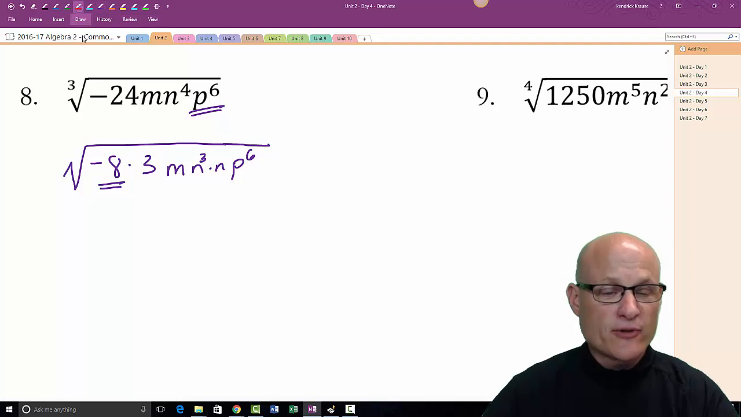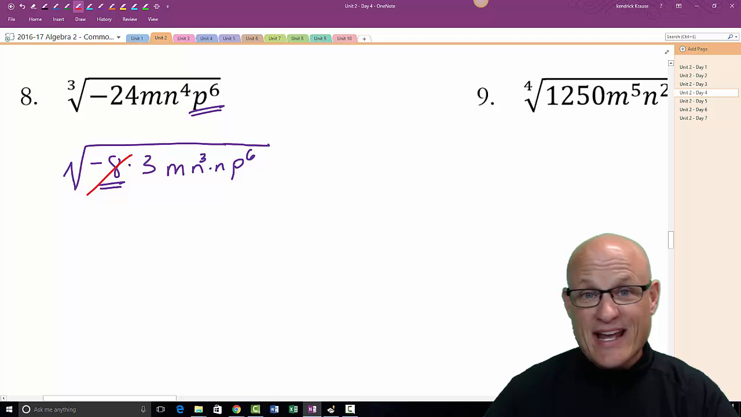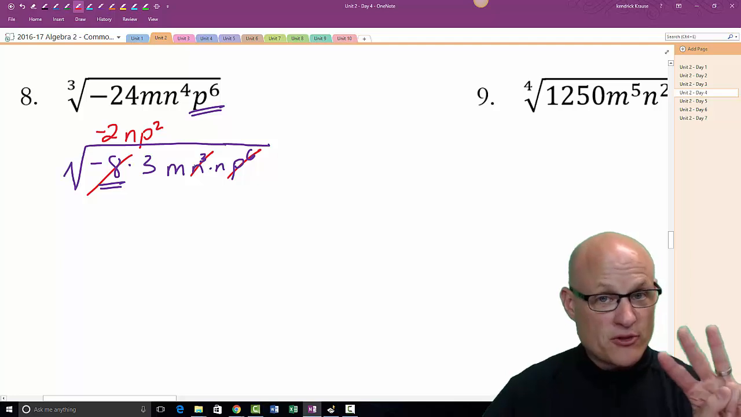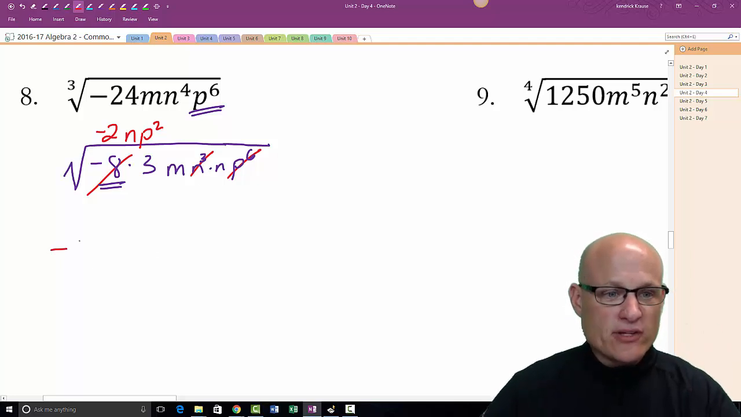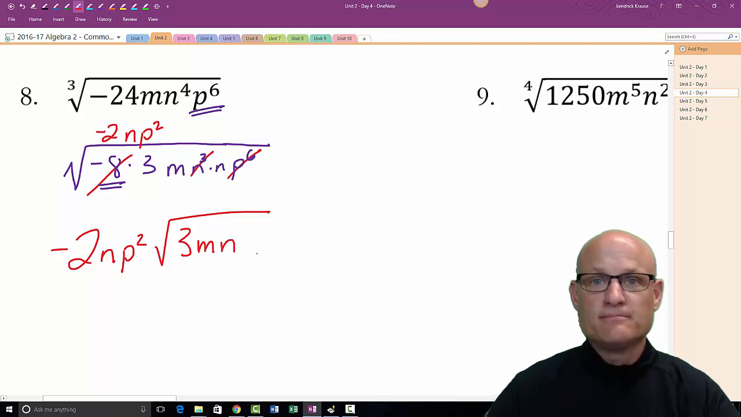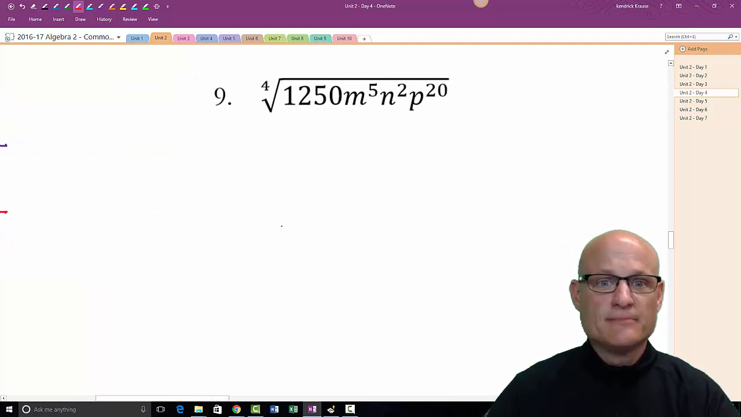Now remember, we're looking for groups of 3. First of all, the cube root of negative 8 is negative 2. The cube root of n cubed is n, and the cube root of p to the 6 is p squared. Remember, we're looking for groups of 3 again. So my answer is negative 2 n p squared, cube root of 3 m n. Done. Moving on.